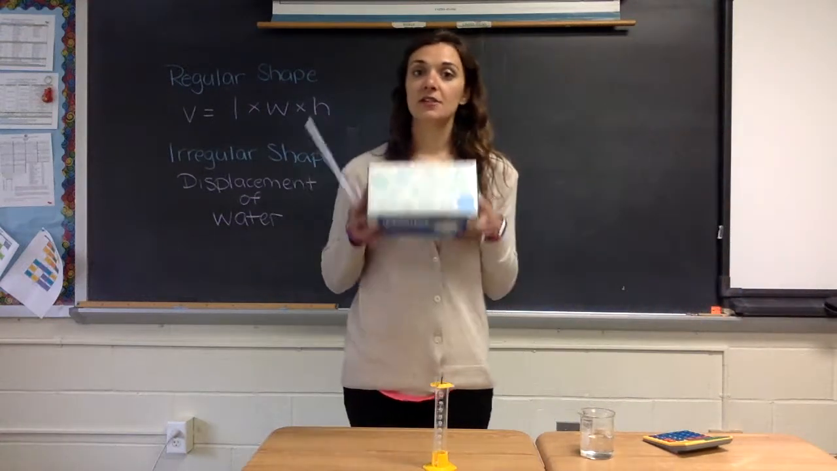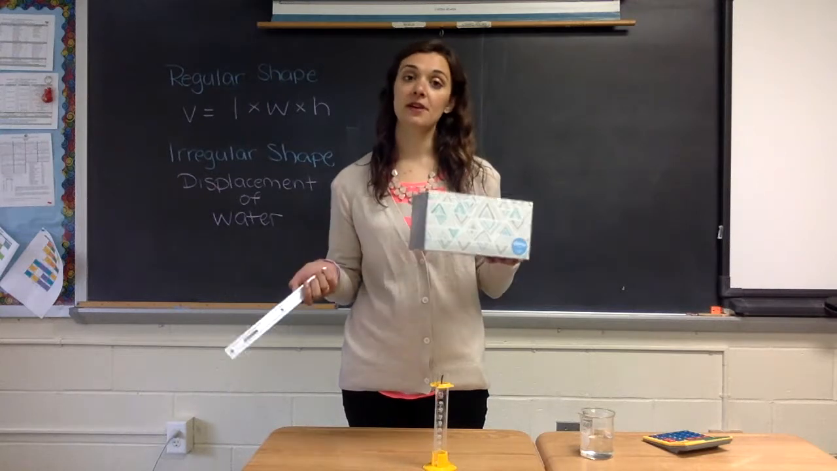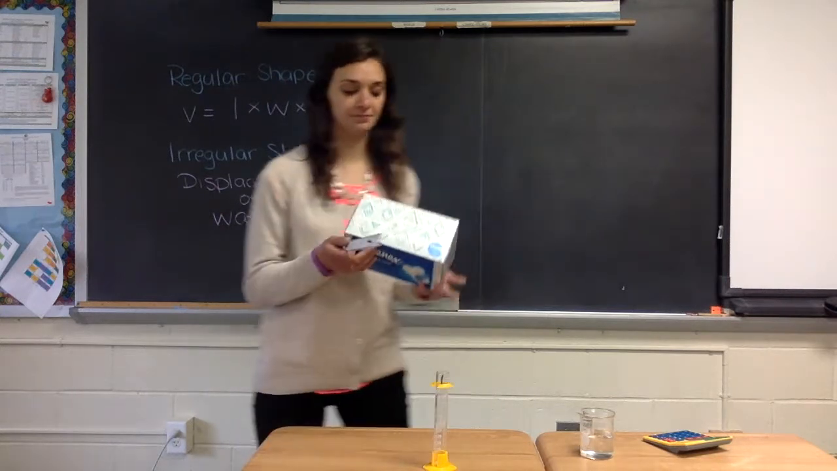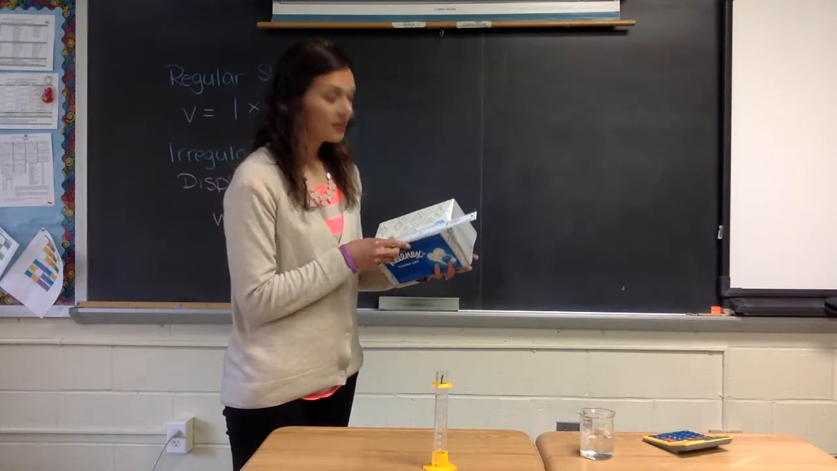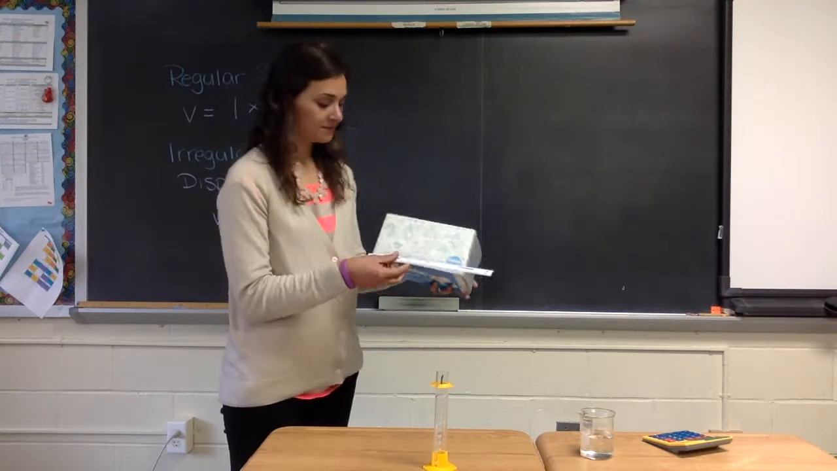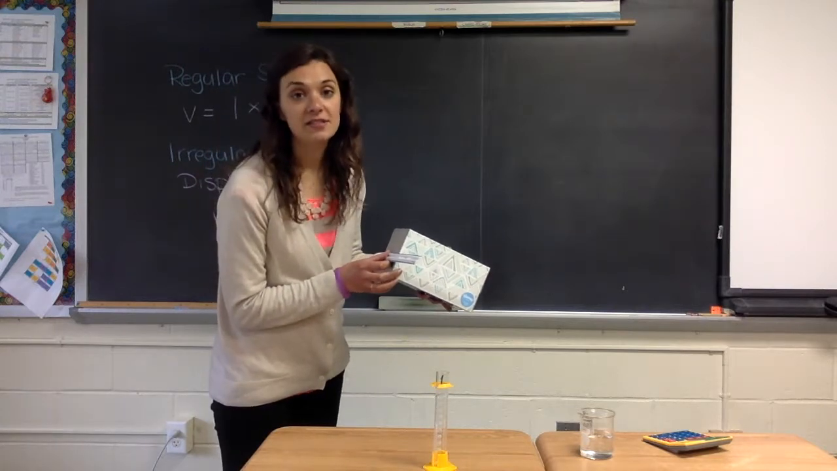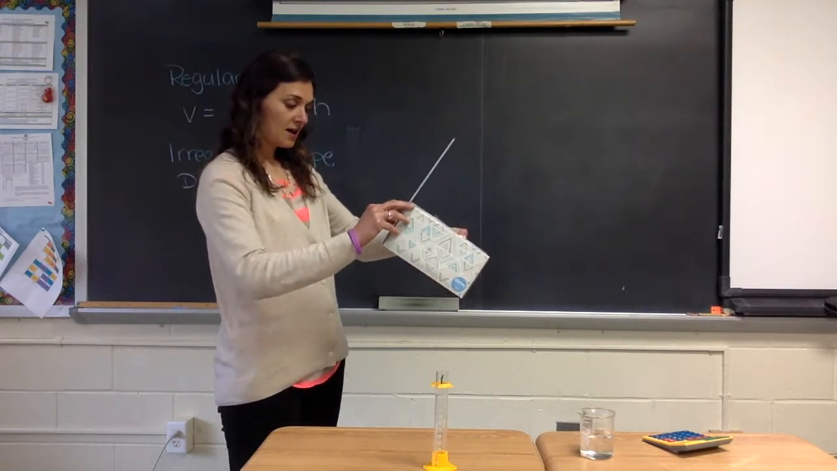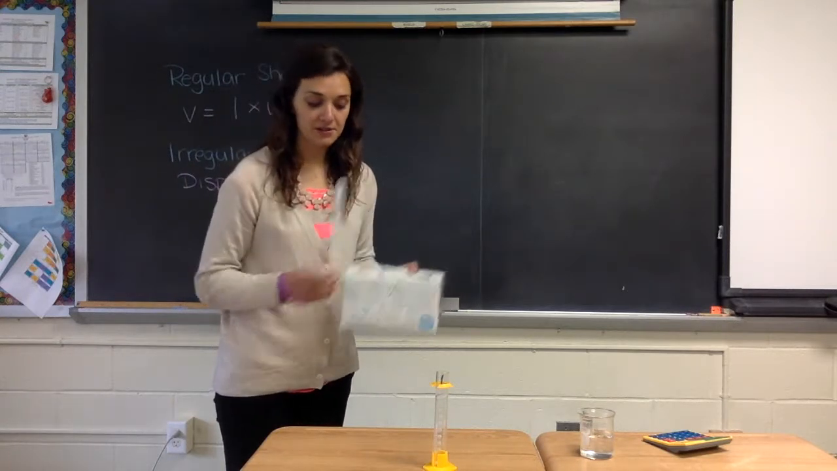I'm going to take the measurements of a tissue box using a ruler because this is a regular object. It's a rectangle. So I'll start by measuring the length, and it's 22 centimeters. I'll take the width, and it's 11 centimeters. And I'll take my height, which is also 11 centimeters.